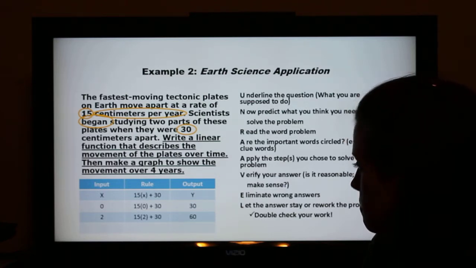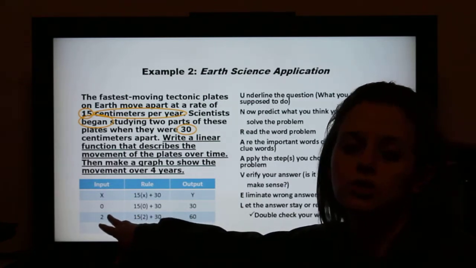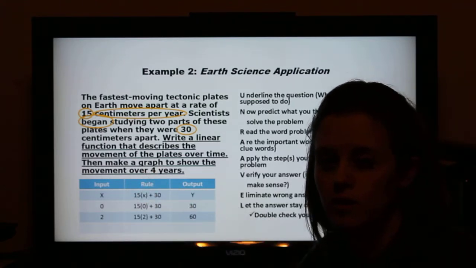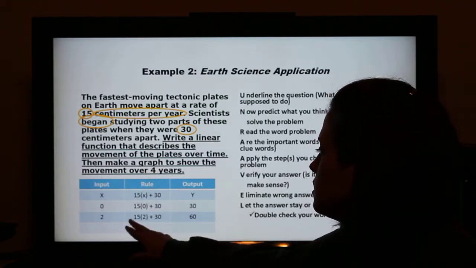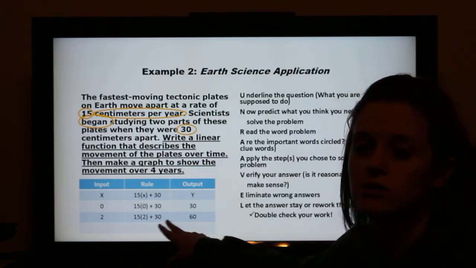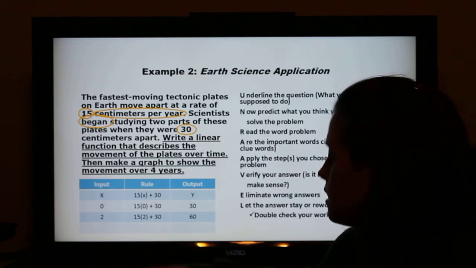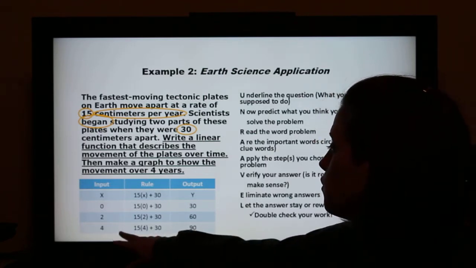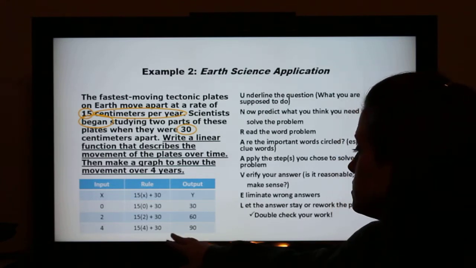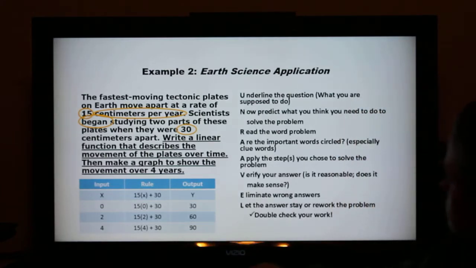My next point I choose is 2 because I am spanning over 4 years and I only need 3 points. So I'm going to go halfway in between 0 and 4. So 15 times 2, which is my rule, is 30. Plus 30 gives me 60. Next number I'm going to choose is 4. 15 times 4 gives me 60, plus 30 gives me 90.